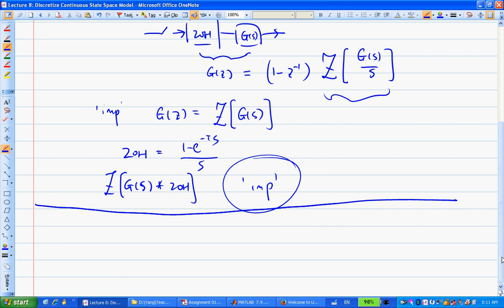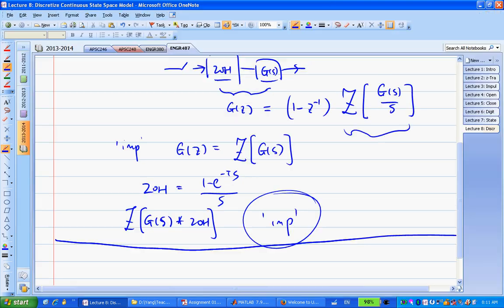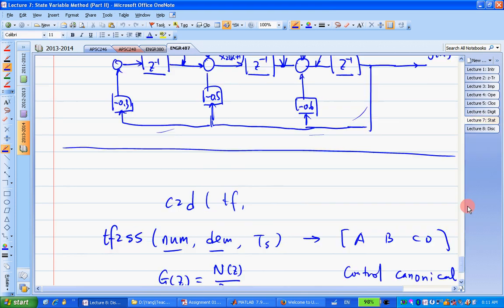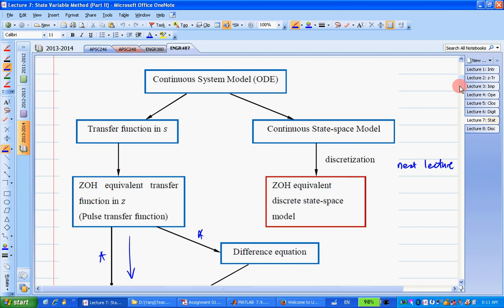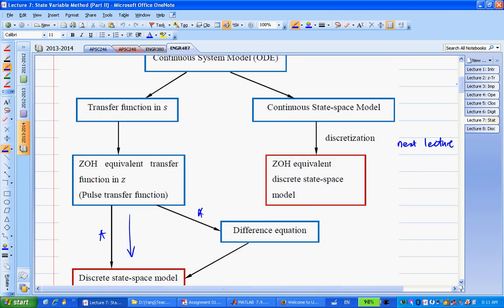Okay, let's start a new topic now. In the previous lecture, we derived the state space equation. There was a diagram I showed you. In this diagram here, there are two branches. One way to obtain the discrete state model is this branch, through the Z transform function, and the other branch is here.